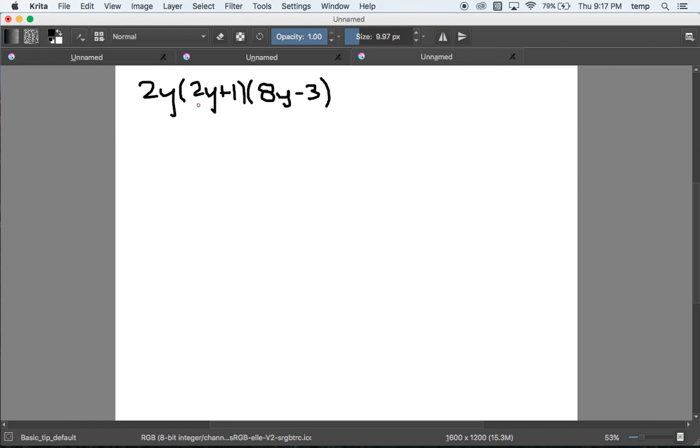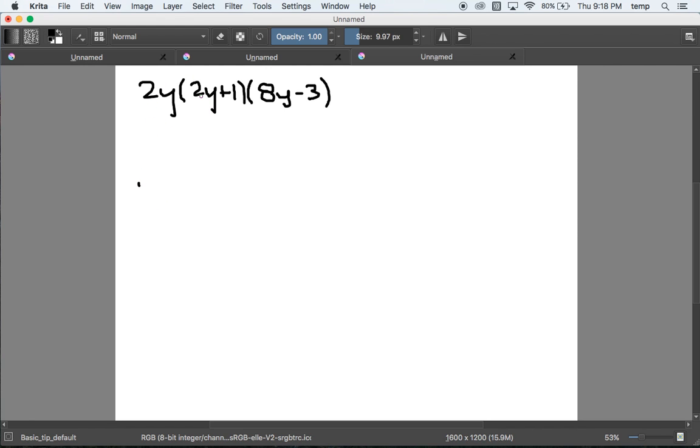We'll do one last one here. For this one, we have 2y times 2y plus 1 times 8y minus 3. So you can go about this one of two ways. But basically, we're using the distributive property a couple times here. So you can first do FOIL on this, or we can first multiply these. And honestly, I think it's a little bit easier to multiply these first.